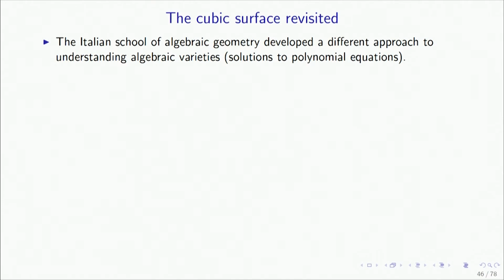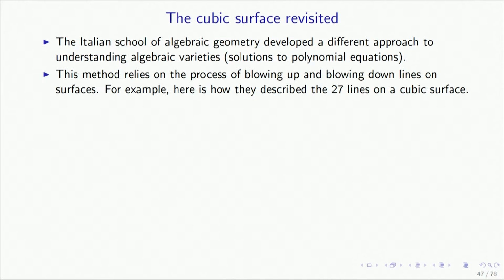Okay, so the Italian School of Algebraic Geometry, around the turn of the century, developed a different approach to understanding algebraic varieties, so solutions to polynomial equations. This method relies on the process of taking a surface and blowing up and blowing down lines on the surface. Blowing down, again, is like deflating. For example, here's how they would describe the 27 lines on a cubic surface. So this was sort of a new perspective in the whole subject.